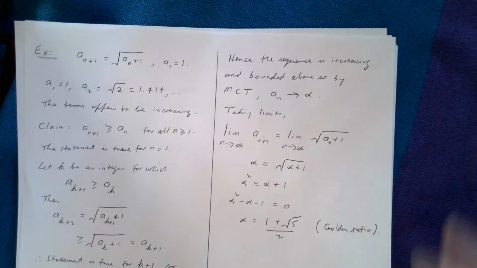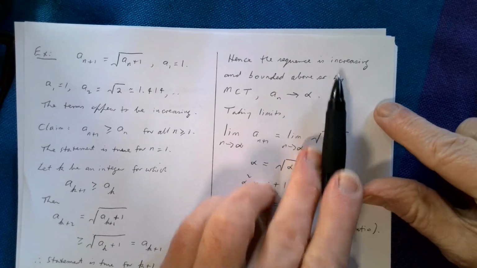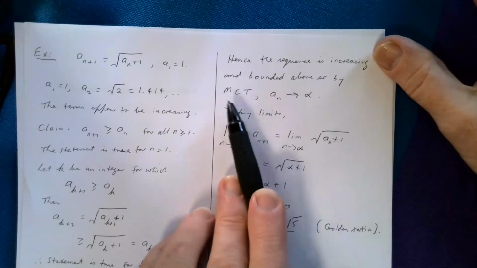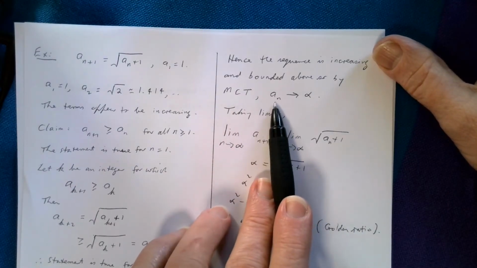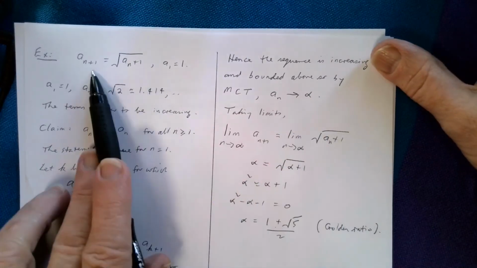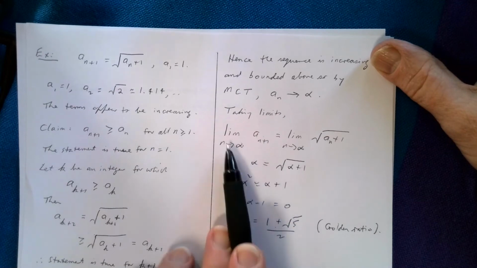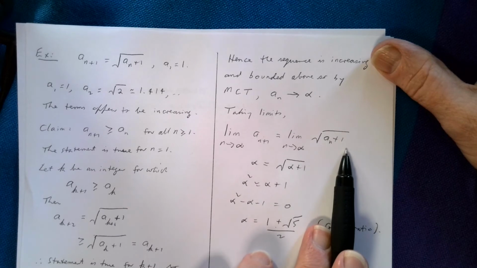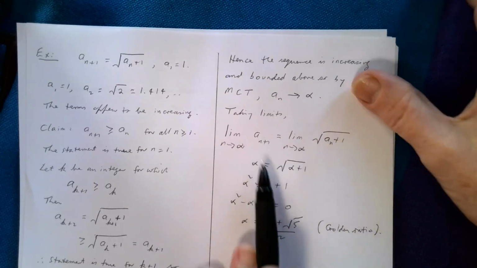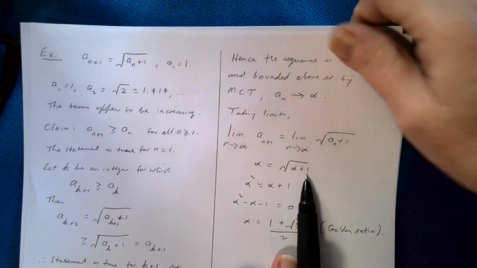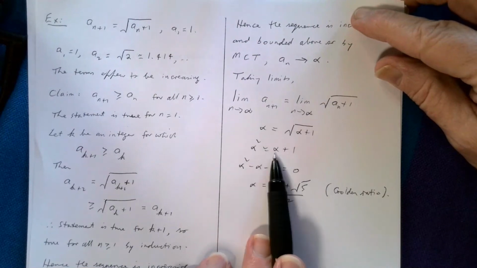So, putting all that together, we now have a sequence which is increasing, and it's got a brick wall. It's bounded above by 2, and so by the monotone convergence theorem, this sequence approaches something. It's got some limit, which I'll call alpha. And once again, I take limits through the recurrence. So the limit of a_{n+1} is the limit of root of a_n plus 1. Now comes the surprise, because this is going to be alpha. This will be root of alpha plus 1. So I'm going to square both sides. I get alpha squared equals alpha plus 1.